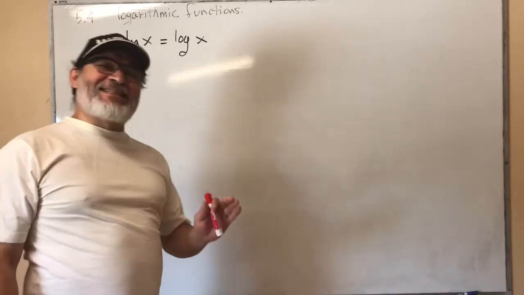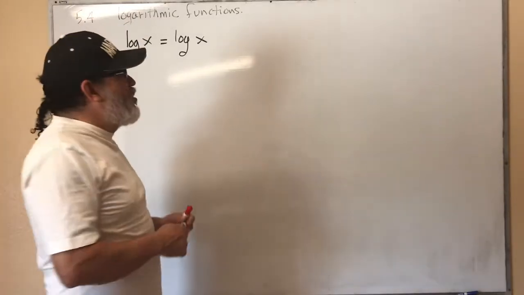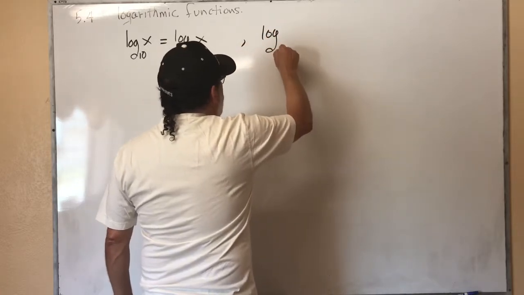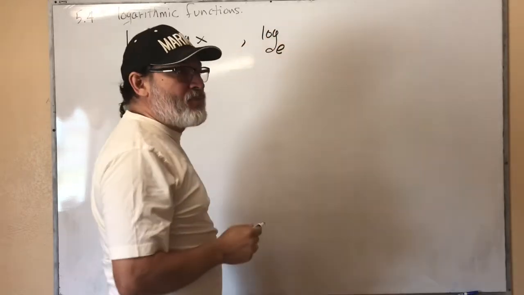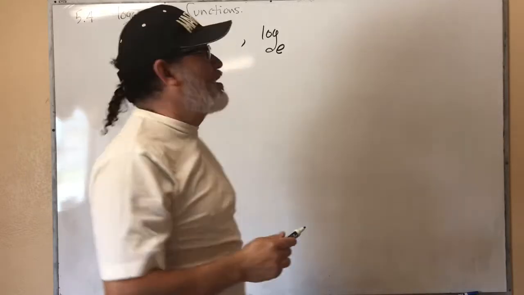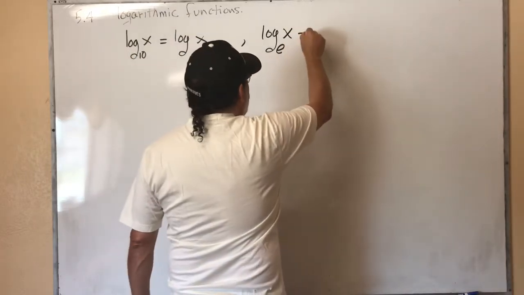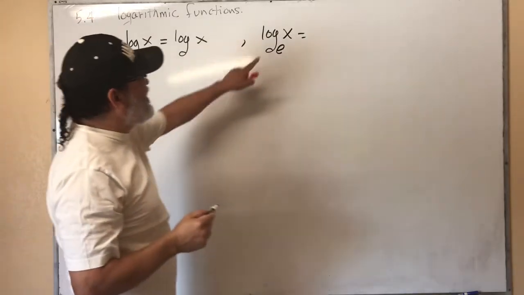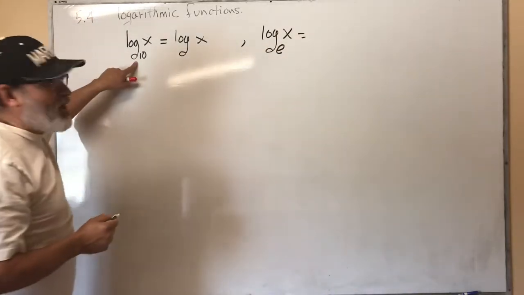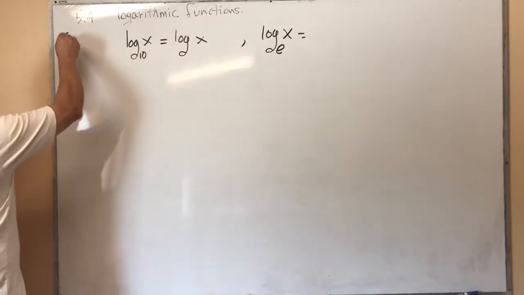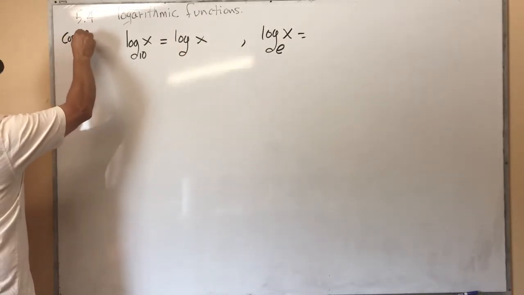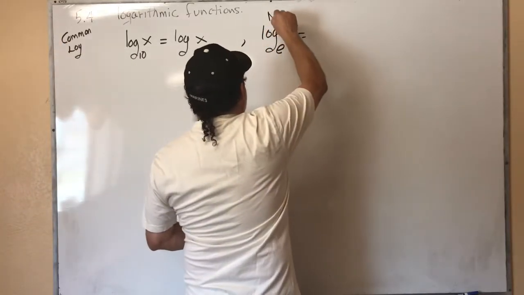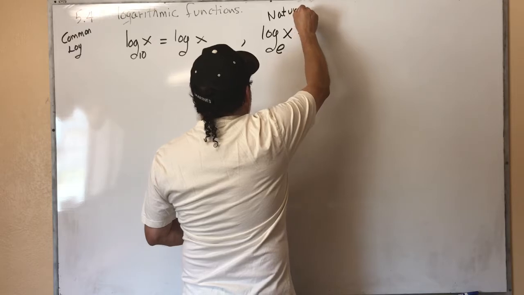When the base is e, log base e of x, where e is a number, 2.71, we call this the natural log. This is the natural log. This is the common log. Common log. Natural log.